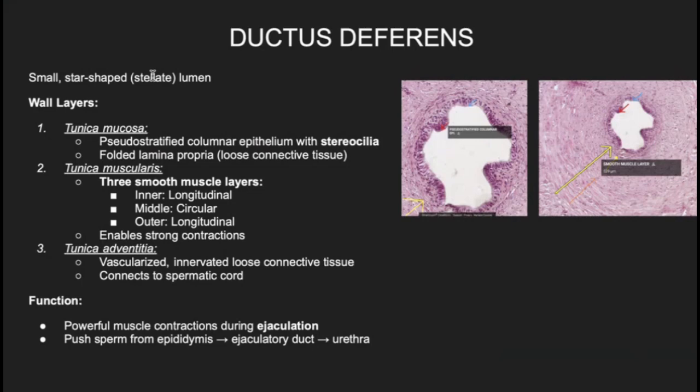When we talk about the tunica adventitia, it has vessels, nerves, and it basically connects the ductus deferens to the spermatic cord. The function of the ductus deferens is to provide a powerful contraction during ejaculation. So it pushes the sperm out of the ductus epididymis into the ejaculatory duct and then into the urethra.